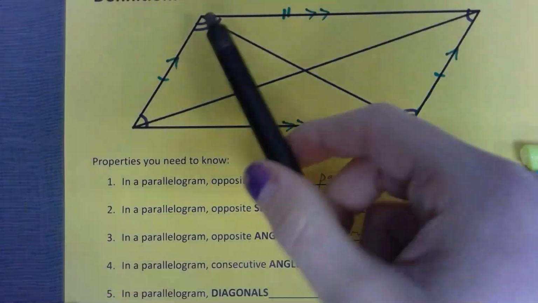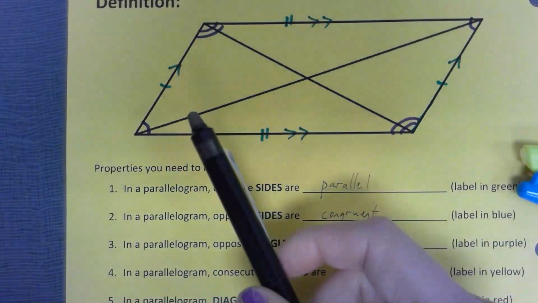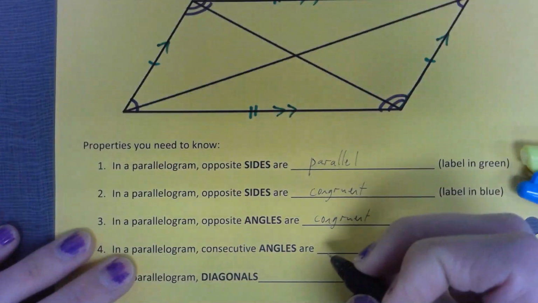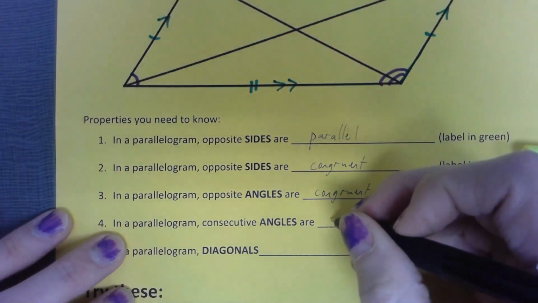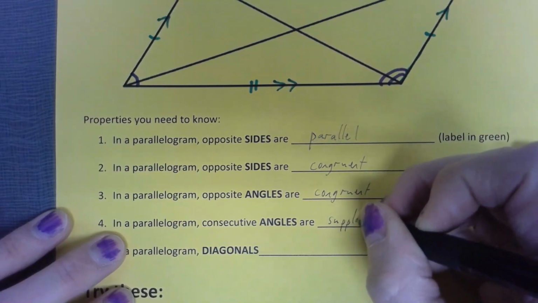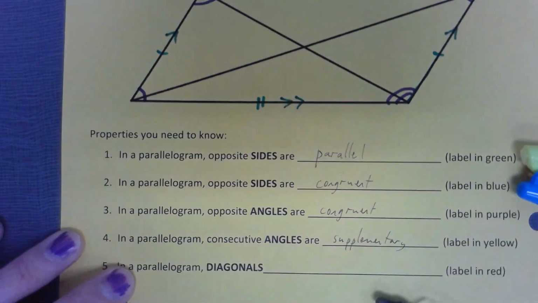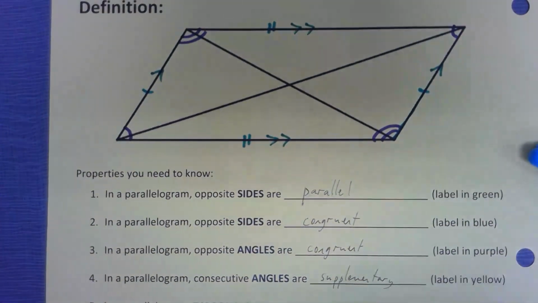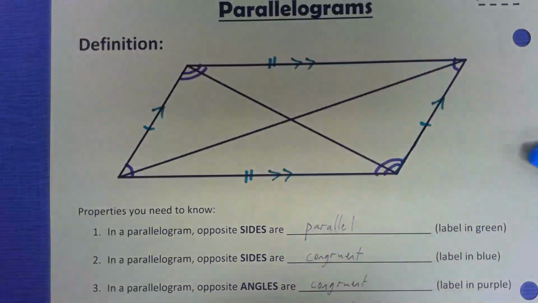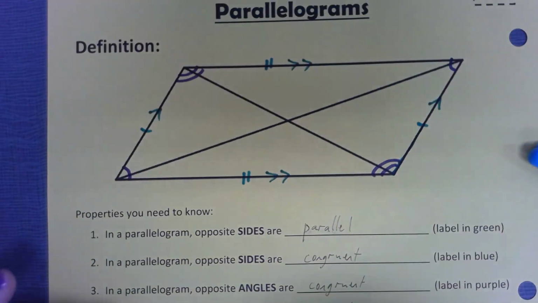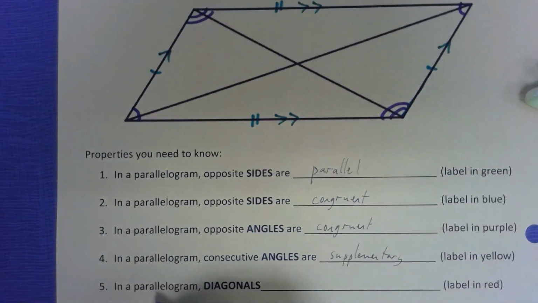And we can also say something about the consecutive angles. With parallel lines, we had consecutive interior angles that were supplementary. So the consecutive angles, since the opposite sides are parallel, the consecutive angles are supplementary as well. Consecutive angles are supplementary. So when we look at, and yellow won't show up on yellow, but we can just say that they're supplementary.